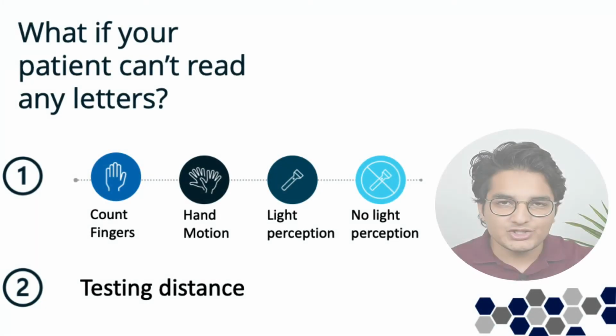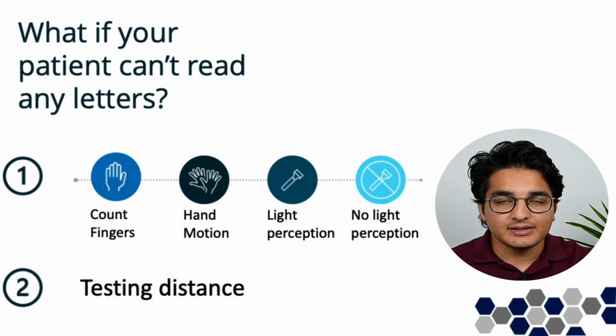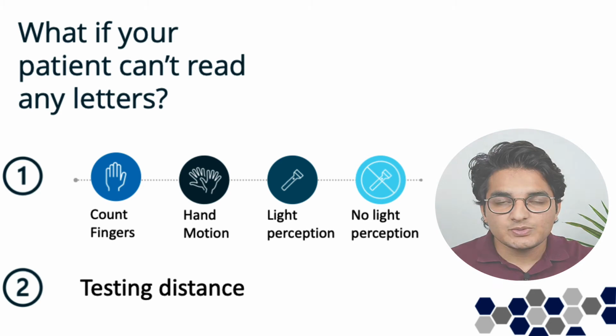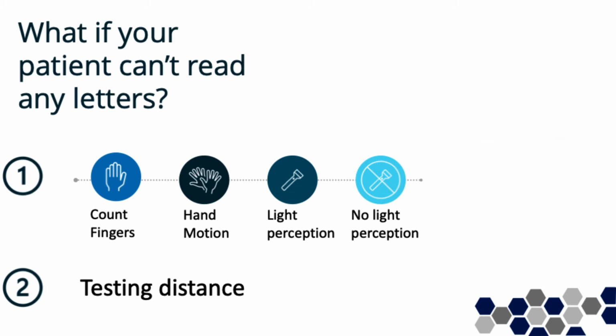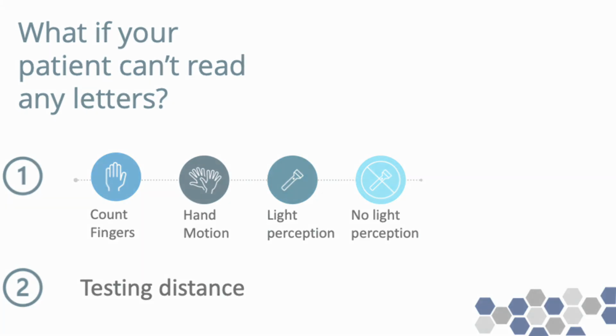What if your patient cannot read the big E, or they can't read any letters on the Snellen visual chart? Then what do you do? Well, the first thing you would do is test by counting fingers. If the patient is unable to count fingers, then you move on to hand motion. If the patient is unable to perceive your hand motion, then you move on to light perception. And if the patient's vision is so bad that they can't perceive light, then you would say that this patient has no light perception. It's also important that you measure the distance at which you're testing.